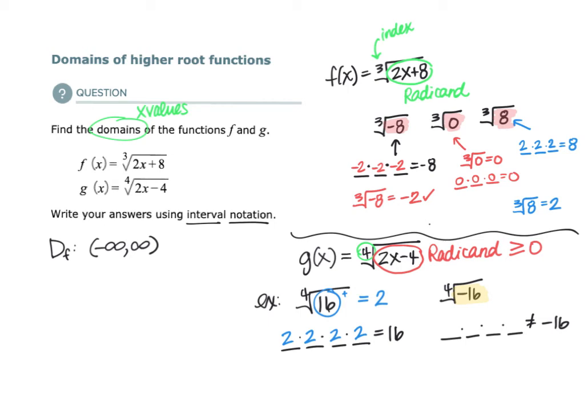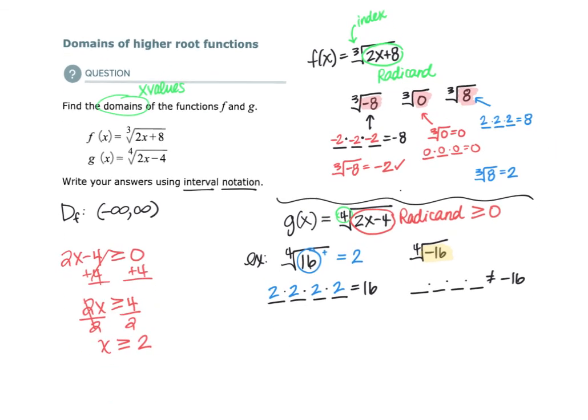So therefore, to finish this domain, we'll need to take 2x minus 4, that's what's inside of the radical, and set that greater than or equal to 0 and then solve. So we'll add 4 to both sides, which will give us 2x is greater than or equal to 4, and then divide by 2, which leaves us with x values must be greater than or equal to 2.